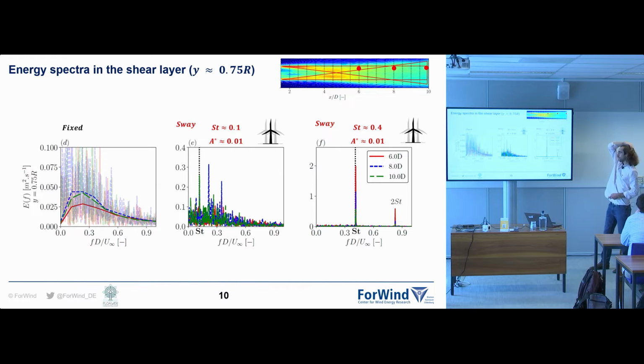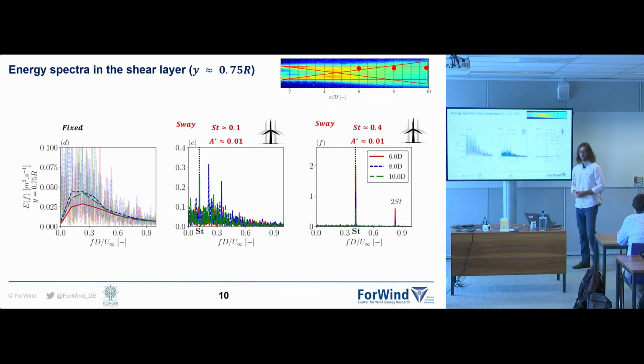I will start with the sway cases, so the turbine moving from right to left. Here we look at 3 points in this shear layer that you have here on the top. On the left, these are the spectra that we measure at this point for this free downstream position. And you see there is no clear frequency. It's a range of frequencies between 0 and 0.6, non-dimensionalized, where we have quite a lot of energy.